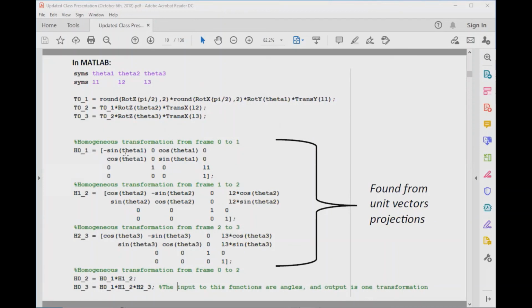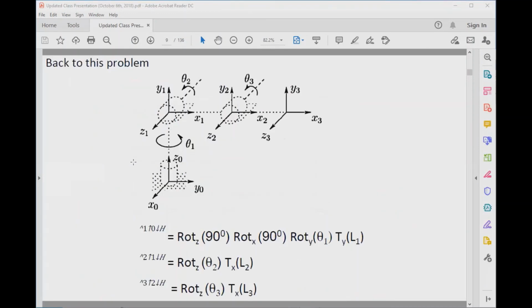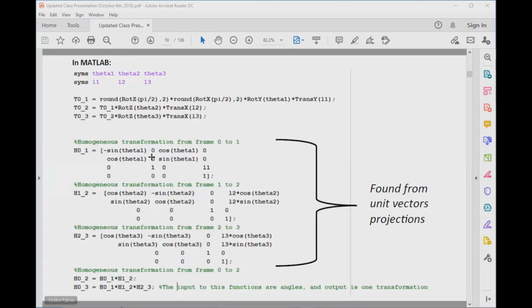So you see it's minus sine theta 1 and then cosine theta 1. The x0 component is minus sine theta 1 and y0 is cosine theta 1. This applies to all of them. Sometimes it's not very easy, so just apply the homogeneous transformation, and that will give that to you. When you do H01, H02, H03, H02 is H01 times H12. Basically, it's associative, so H03 is H01 times H12 times H23.